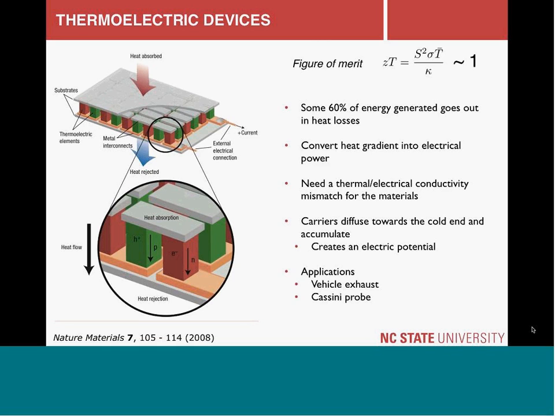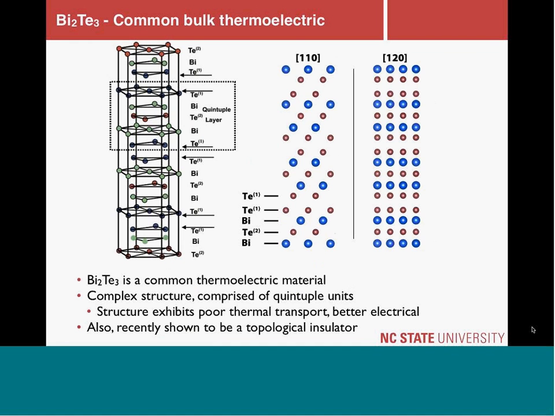Now imagine that if you produce these couples between an N-type and P-type material, you can begin to extract power from that, particularly in applications such as vehicle exhaust, where if you want to make your vehicle more efficient, you could power your air conditioner, for example, off of your exhaust. Those are some of the prospects for the future of these materials. Or in the case of the Cassini probe, if you're familiar with that, currently orbiting Saturn, that's actually powered by a thermoelectric.